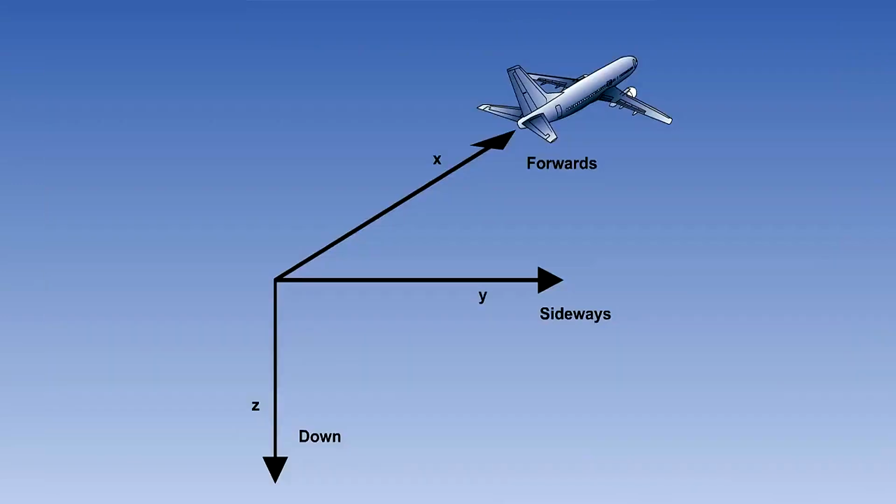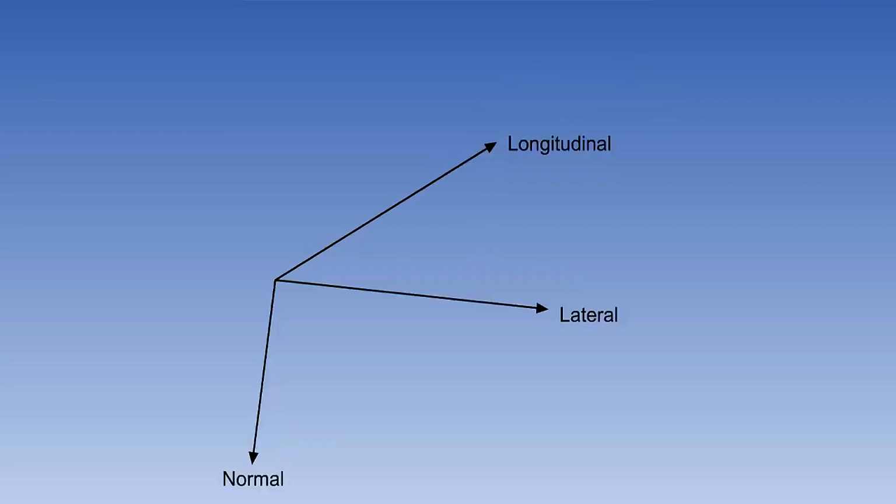Let's summarize the main points from this lesson. There is no gyro-stabilized platform in IRS. Instead, the gyros and accelerometers are fixed to the longitudinal, lateral and normal axis of the aircraft and they maneuver with it. This is known as a strap-down system.